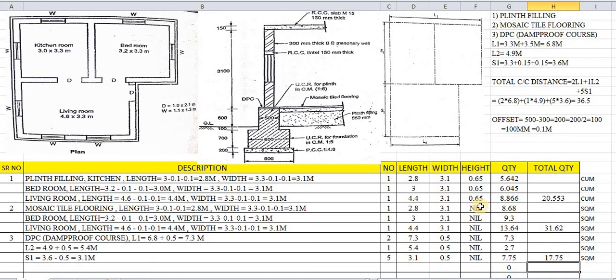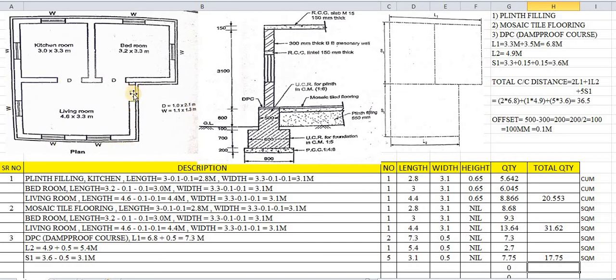Again, the most important point to be clear about while using this DPC concept is that we have to deduct the door openings in DPC calculations. So while calculating DPC quantity, we have to deduct the doors, because you have to imagine this DPC has been laid below the wall. This wall has a thickness of 300 mm, and here we are applying a DPC. That means while drawing this, these are the 3 doors, 1, 2, 3 doors, and these are the walls.